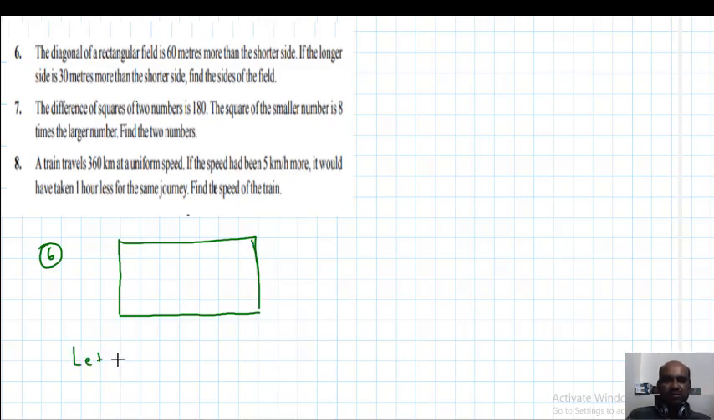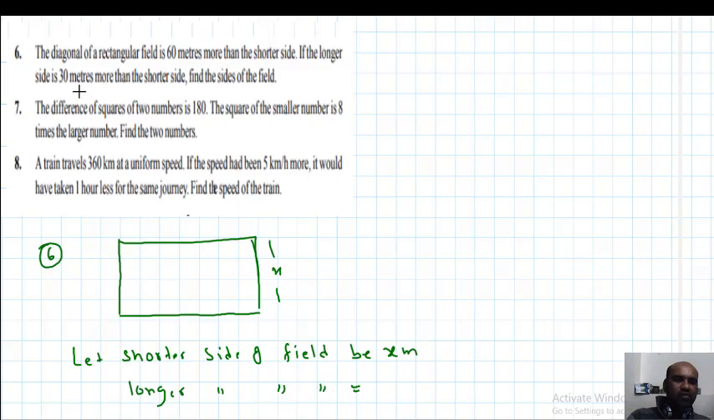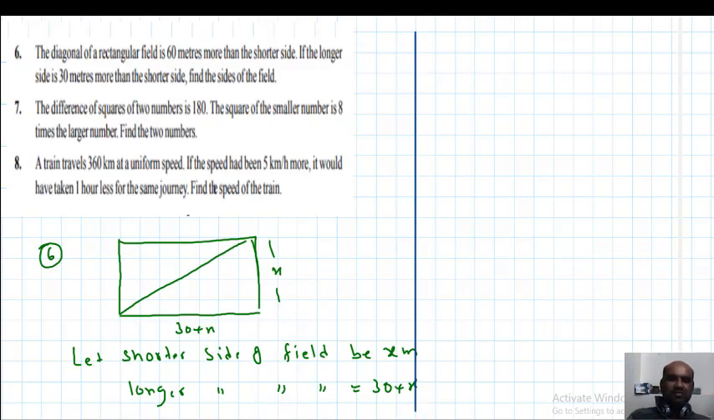Let the shorter side of the field be x meters. This is x meters. The longer side of the field becomes, according to the problem, 30 meters more than the shorter one, 30 plus x. This is 30 plus x, and this is the diagonal. Next, the diagonal of the field, according to the problem, 60 meters more than the shorter one, 60 plus x. This is 60 plus x.